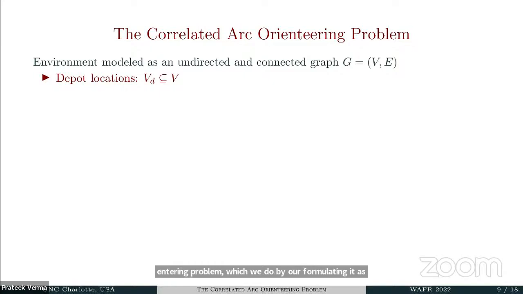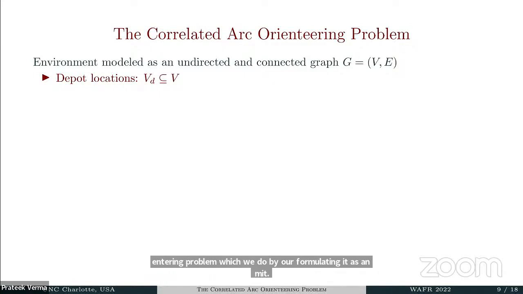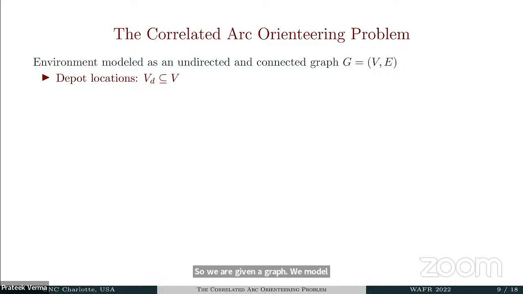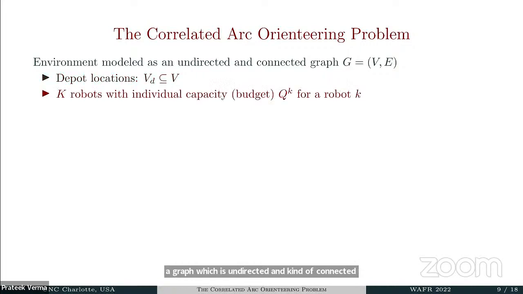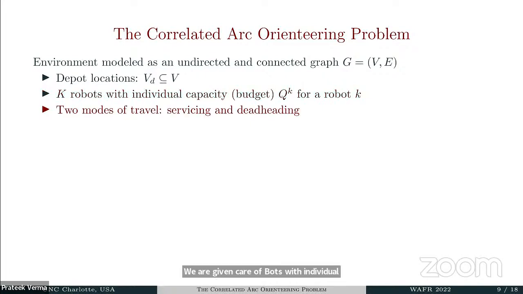So let's formally describe the correlated arc orienteering problem, which we do by formulating it as an MIQP. So we are given a graph. We model the environment as a graph, which is undirected and connected. We also have depot locations in the graph from where the robots start and end their tours. We are given K robots with individual capacities Q_k for a robot k.